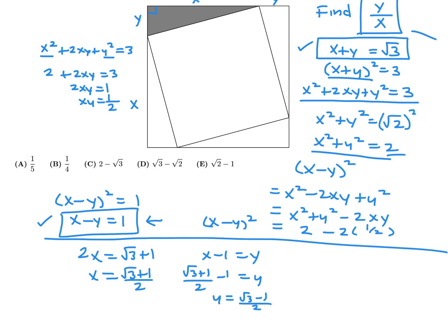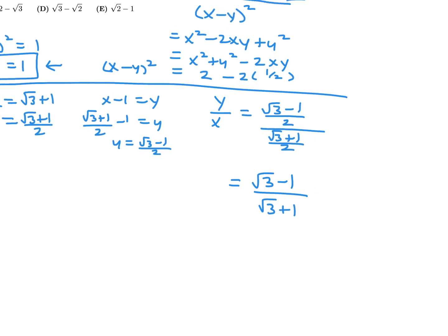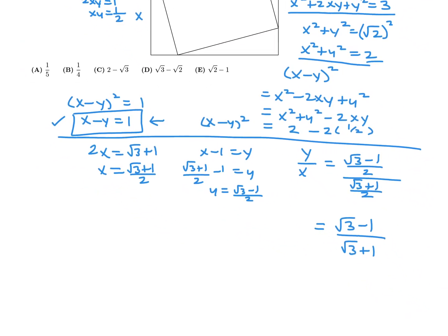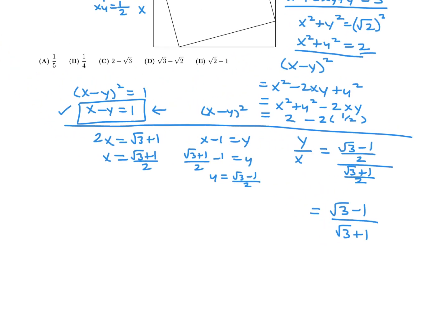Okay, so then now we have more than enough to find y over x. y over x, that's going to be y, which is root 3 minus 1 over 2, over x, which is root 3 plus 1 over 2. And then, you guys can do this, but I guess I'll just do it. This will be root 3 minus 1 over root 3 plus 1. And what are the answer choices here? I think they probably rationalized the denominator or something. Okay, so I got to do all that.